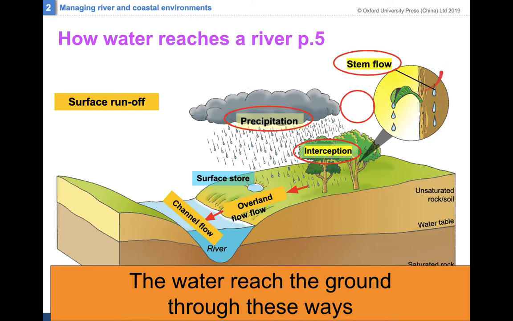The second one is called a drip flow, from dropping from the tip of the leaf. Okay, drip flow. So through the stem flow, drip flow of the interception and also precipitation, you can see the water is once again returned back to the ocean, the river, the lake, or the sea. So the water running on surface is what we call the surface runoff, including the overland flow and the channel flow.